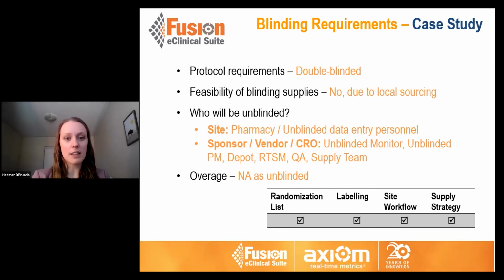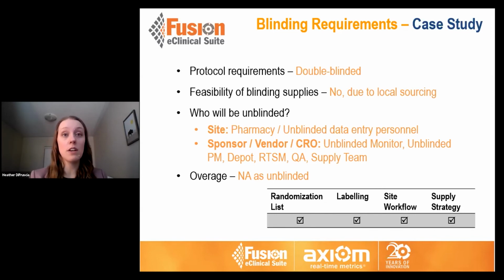So we talked about the site level. At the sponsor, vendor, and CRO level, we talked about unblinded monitor and unblinded PM, but we also have to think about other groups. So of course, the depot is going to be unblinded. Any IRT, RTSM team is going to be unblinded, as well as often the QA team, the group that is going to be reviewing for any temperature excursions. It is possible to maintain the blind there, but again, there are extra steps that need to be completed.